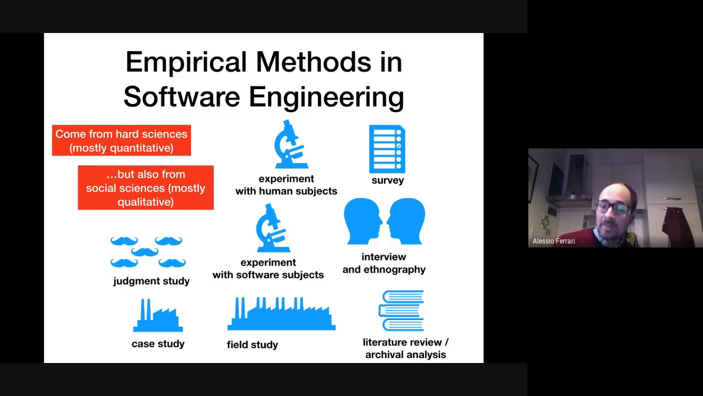I can do an experiment just with software subjects. So for example, instead of wanting to compare the speed of the people in using a certain testing tool, I have some automated tool that is just push button, does not rely on people. And I want to compare, let's say, 10 tools that do automated testing. And in this case, the experiment is with software subjects.